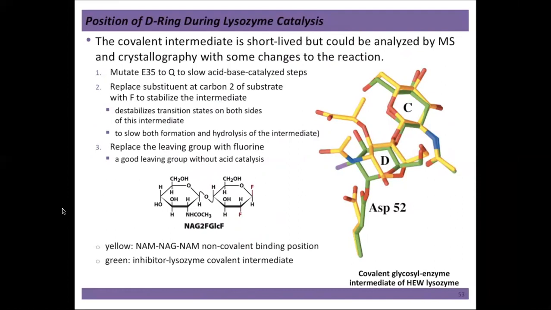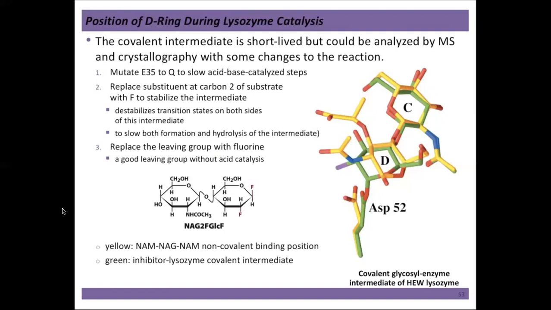And actually, if you mutate position 35 to glutamine, it slows down the acid-base catalyzed step. Now, what you can also do is take the substrate and put some fluorines on it. Fluorine is a decent leaving group, and that's going to be a good leaving group without acid catalyst. And putting this fluorine here is going to destabilize the transition states on both sides of the intermediate. And so what that means is it's going to favor the covalent adduct there.